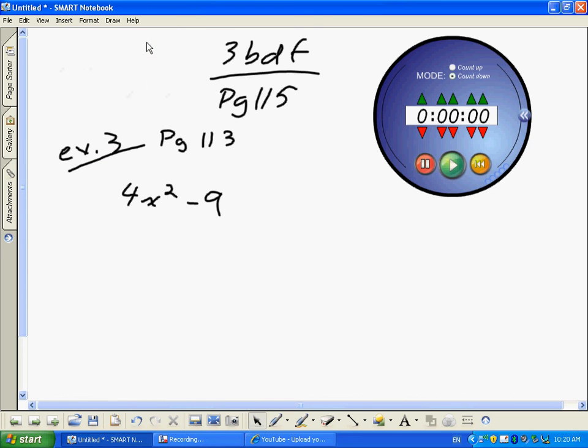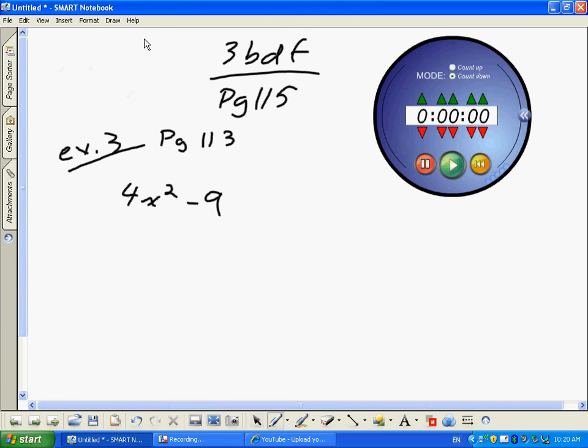All right, this is part 2 of 2.5. So we're going to do example 3 out of page 113. This is another special case. This one's called a difference of squares. Obviously, it's very different than the other ones we're used to looking at. There's no term in the middle.